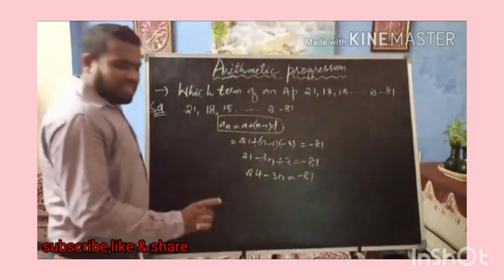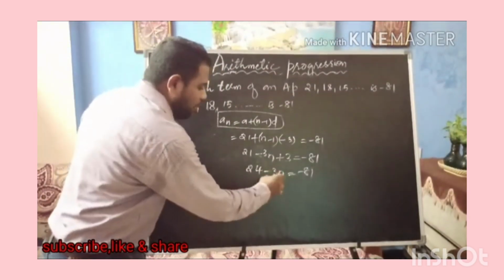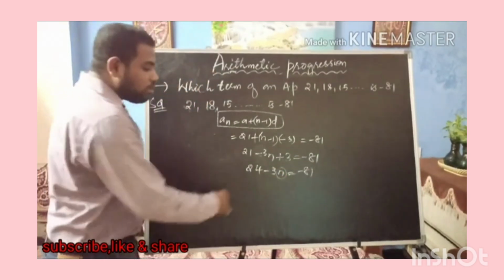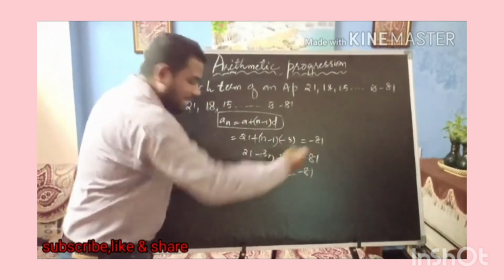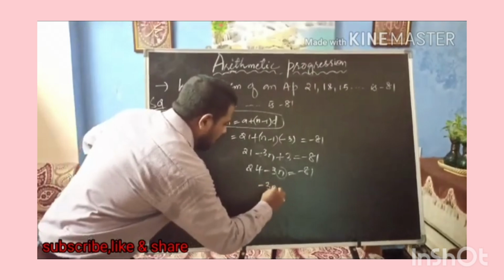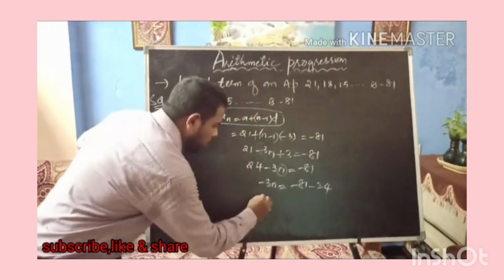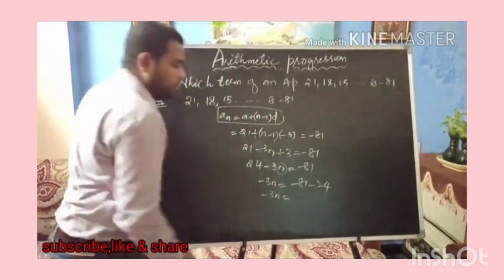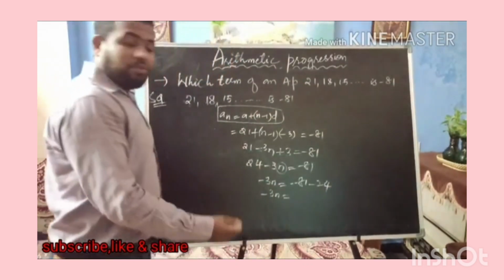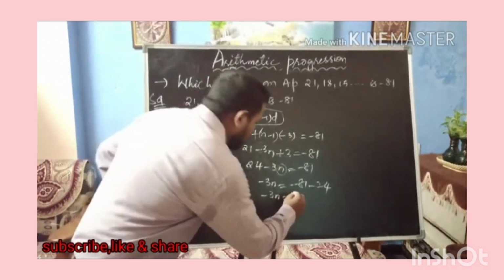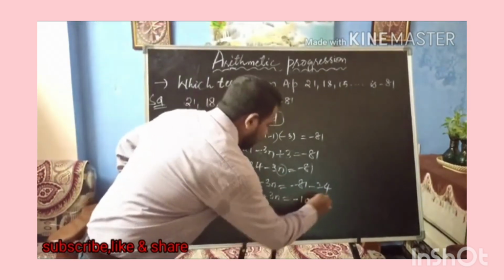Simple. So what is our task? Our task is to find the n value here. We have to find the value of n, right? So I'm just going to transpose this 24 that side here. So what remains here? Minus 3n equals to minus 81 minus 24. So minus 3n equals to, minus to minus becomes plus here. So 81 plus 24 is going to be, we are right, it's going to be minus 105.